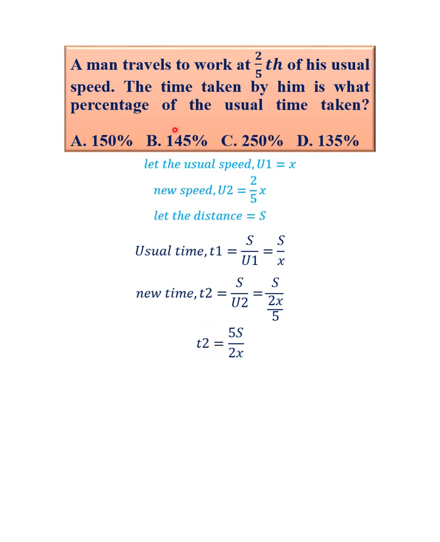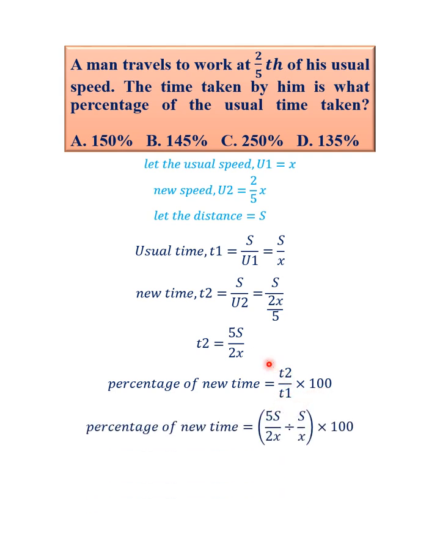Back to the question. The question says, what is the percentage of the new time to the usual time? We are looking for the percentage of the new time, t2, over the usual time, t1, multiplied by 100. If we put the values, t2 is 5s all over 2x, all over t1. All over is division. t1 is s all over x, multiplied by 100. Remember, it is percentage, so we have to multiply by 100.